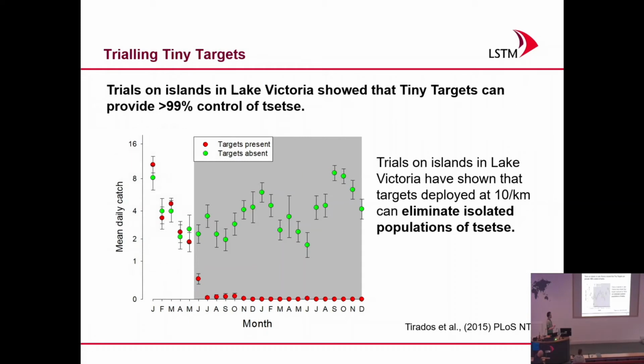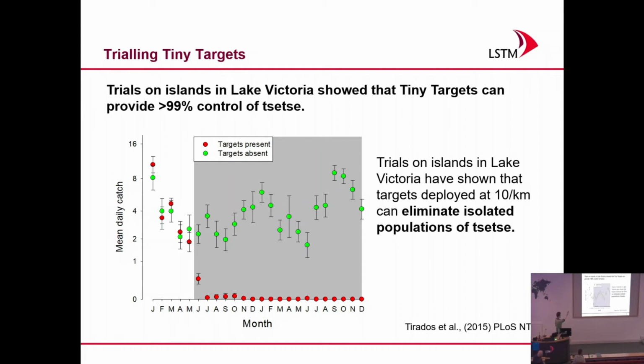So this then led on to the question of, well, will they actually be useful? Will they have an impact in the field? And this led to trials on islands in Lake Victoria. So we had one island where there were no targets, and one island with tiny targets. And trapping was done on both to see what the population of flies was like.